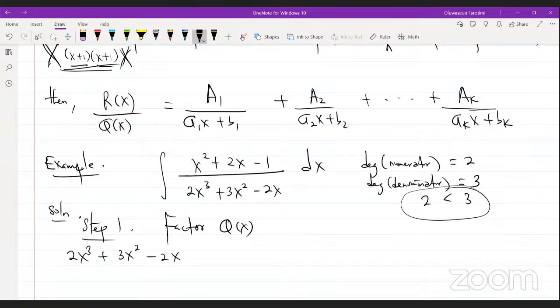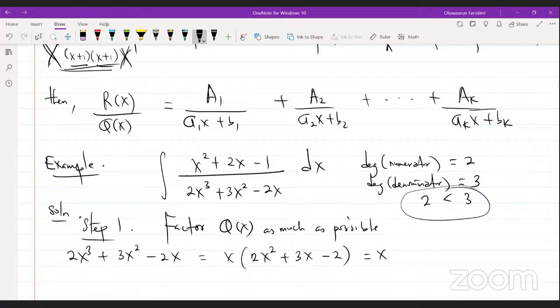Now, remember, what do I know, guys? I know x is common to these terms. I can pull out x at first. So I'm left with 2x squared plus 3x minus 2. But is the job done yet, guys? Not quite. Remember, factor Q as much as possible. Can I actually do another factorization? Yeah, definitely. This is x, but this 2x squared plus 3x minus 2 actually splits up to (x plus 2) and (2x minus 1). Remember your college algebra, right?